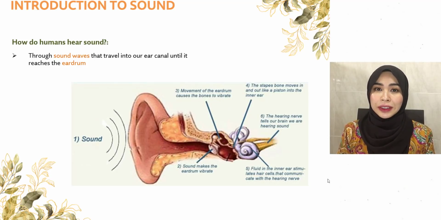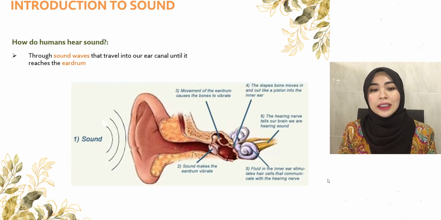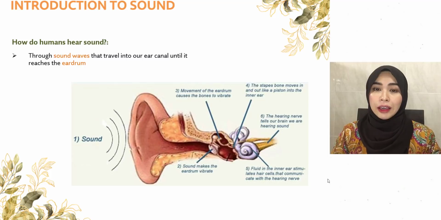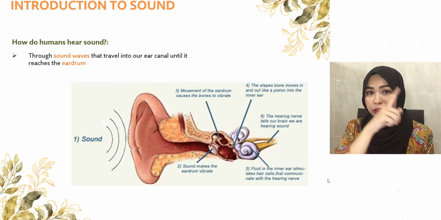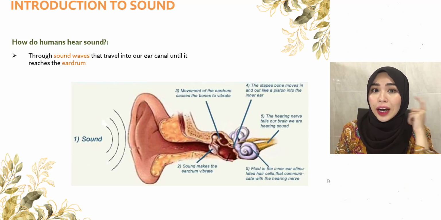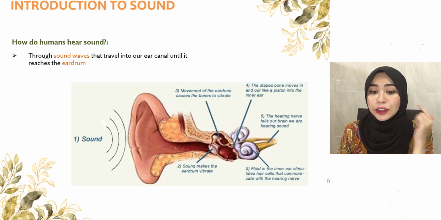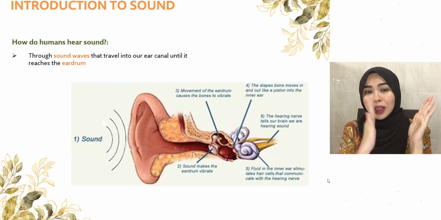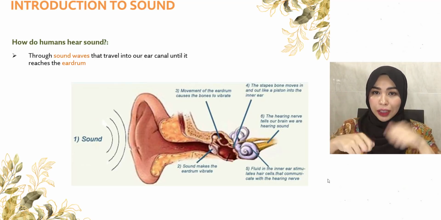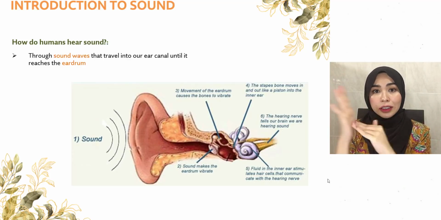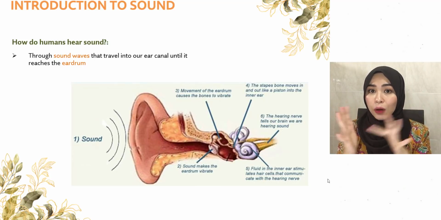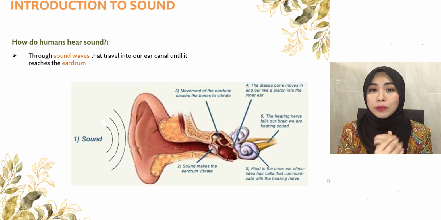So basically, how do humans hear sound? Humans hear sound through sound waves that travel into our ear canal until they reach the eardrum. Sound is actually a sound wave that travels into our ear. The thing that allows us to hear is the eardrum. Since the sound travels and vibrates into our eardrum, it will hit our eardrum. Imagine our eardrum like the regular drums that you play. It hits the drum, which causes the fluid inside our ear to reach our brain. That is how we hear and perceive sound.